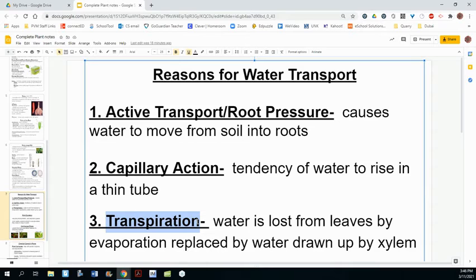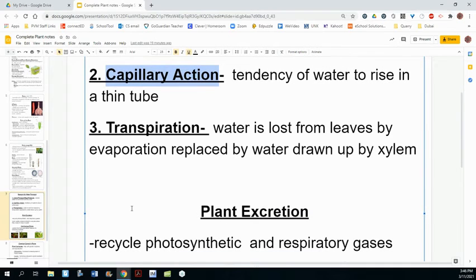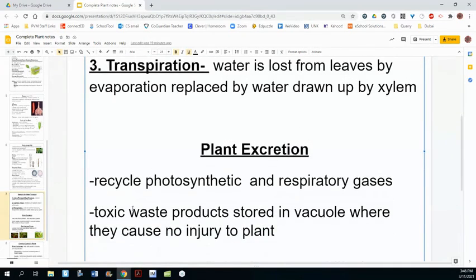Because of that attraction between the water molecules and between the water molecules and the plant itself, right? Those tiny little tubes, the water is able to stick to the inside of those tubes. That's capillary action. So both number 2 and number 3, capillary action and transpiration, happen as a result of water being attracted to other parts.